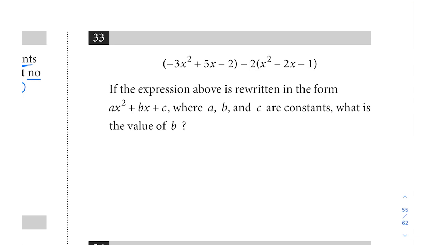Now for 33. If the expression above is rewritten in the form ax squared plus bx plus c, where a, b, and c are constants, what is the value of b? A lot of times on this question, I'll work with students who read the question and then immediately say, oh, I'm not sure what they're talking about.